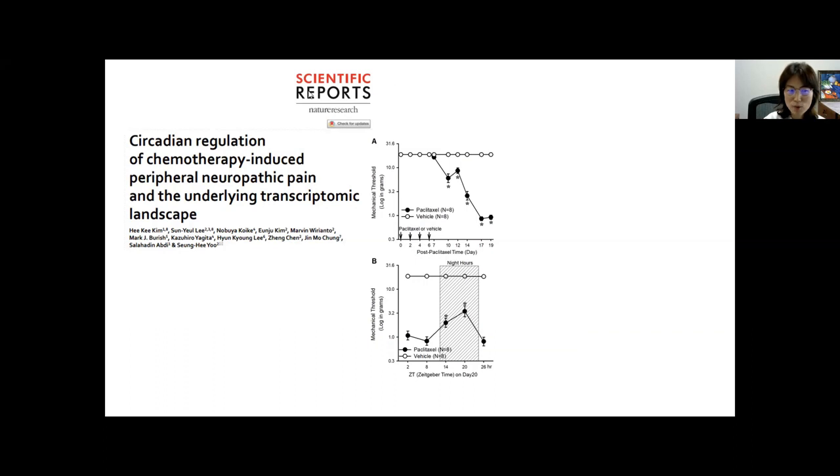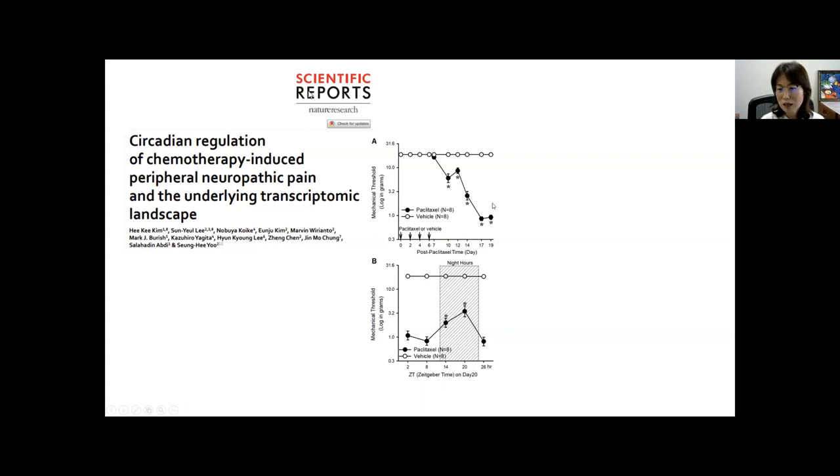So I collaborated with Dr. Hee Kim at MD Anderson and Dr. Abdi to understand the circadian regulation of chemotherapy-induced peripheral neuropathic pain. After chemotherapy, patients develop this peripheral neuropathic pain. The mouse model for this pain is treating mice with a chemotherapy reagent long-term. In this experiment, we used paclitaxel, a Taxol-type chemotherapy reagent. As you can see here, as we treated with paclitaxel, the mechanical sensitivity threshold really decreased in the mouse. This is the rat model.